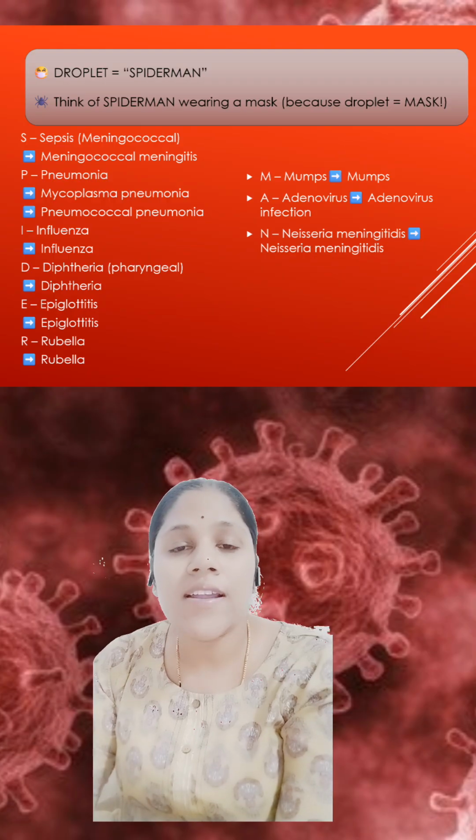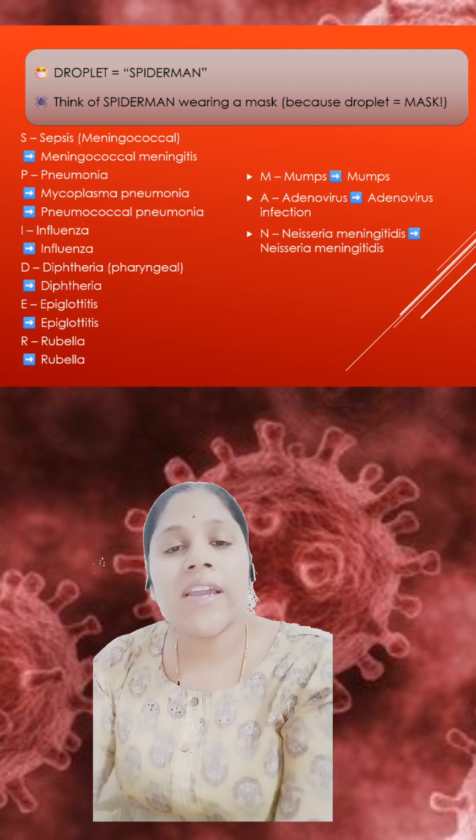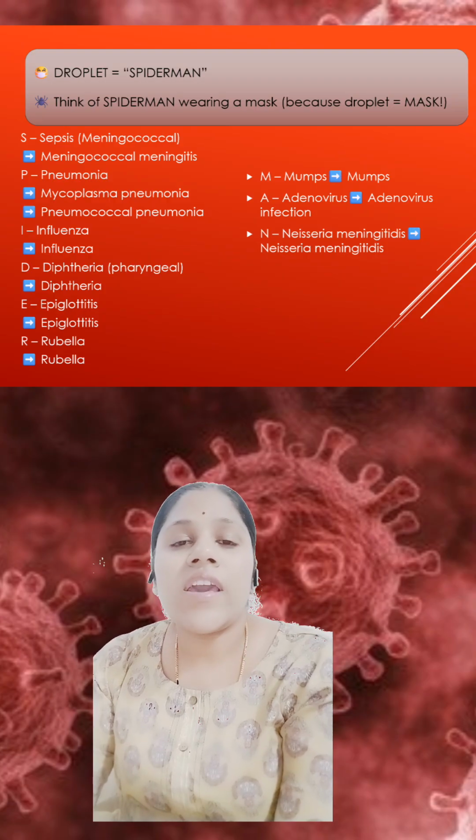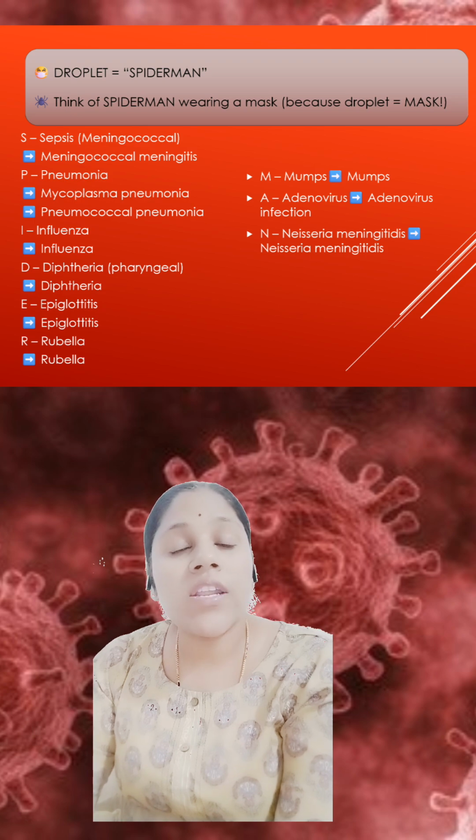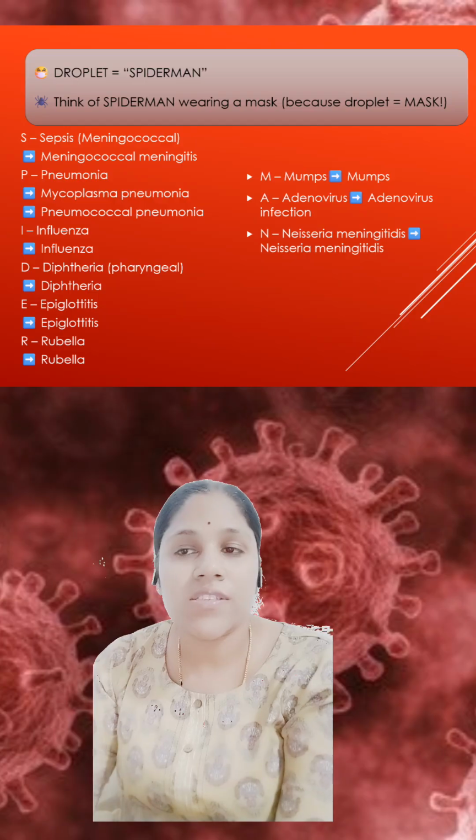And R is for rubella infection, and this is caused by the rubella virus. And M is for mumps, which can cause mumps in the patient. And A is for adenovirus, where it can cause the adenovirus infection. And N is for Neisseria meningitidis, it can cause meningitis.